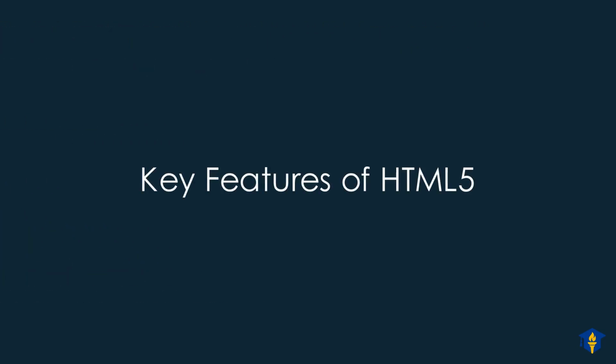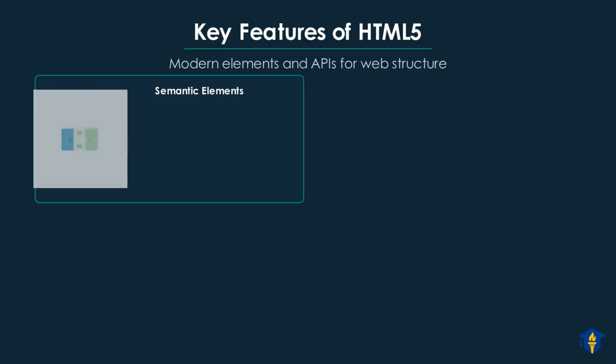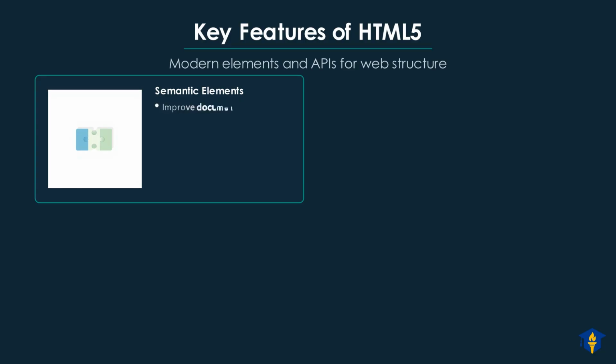Let us begin by exploring the key features that make HTML5 such a powerful and modern web standard. It introduces many modern elements and APIs that significantly enhance the structure and functionality of web pages. First, HTML5 introduced semantic elements, which provide more meaningful structure to your web documents. These elements greatly improve the document structure and overall readability, making your code easier to understand.